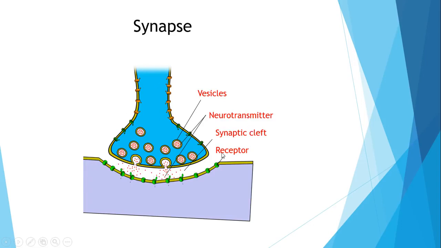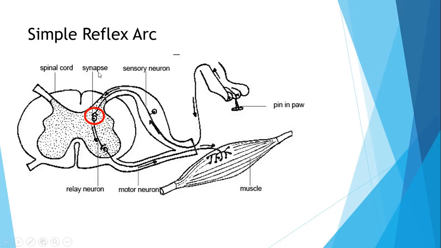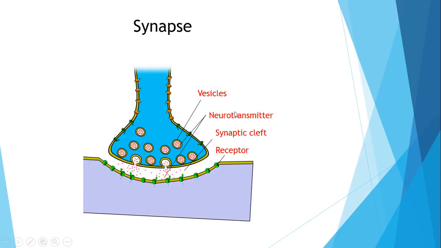What this structure allows is that impulses can only travel in one direction, and this is specifically useful in, for example, a reflex arc, where you don't want information traveling in opposite directions. You want the information only traveling in one direction, and how the synapse is laid out allows that to happen.